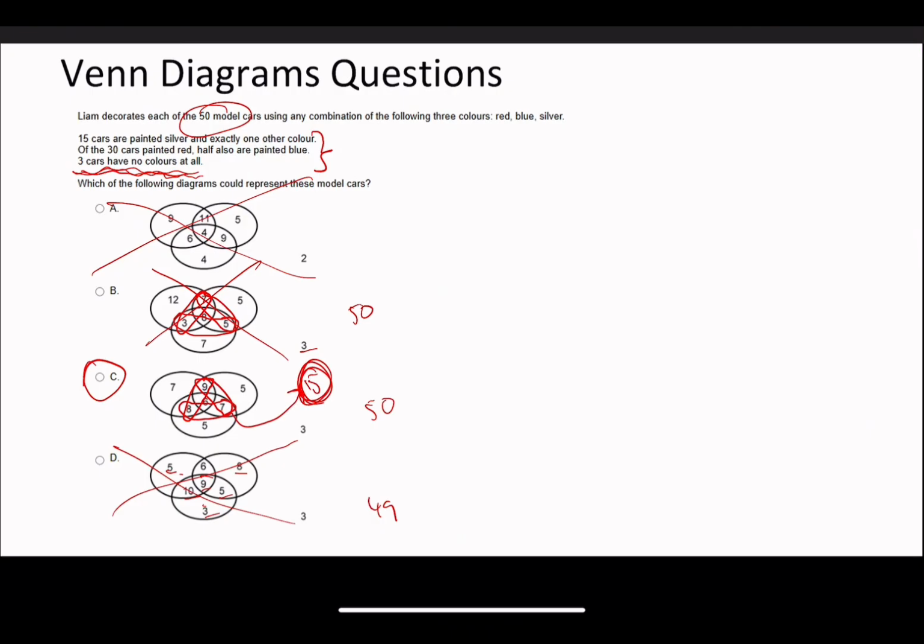Okay, so 15 cars are painted silver and exactly one other color. You can see I didn't even have to use this third clue yet. And that clue looked really annoying, so I'm glad I didn't have to use it. And so you can see the answer is C. Perfect. So on to the next question.